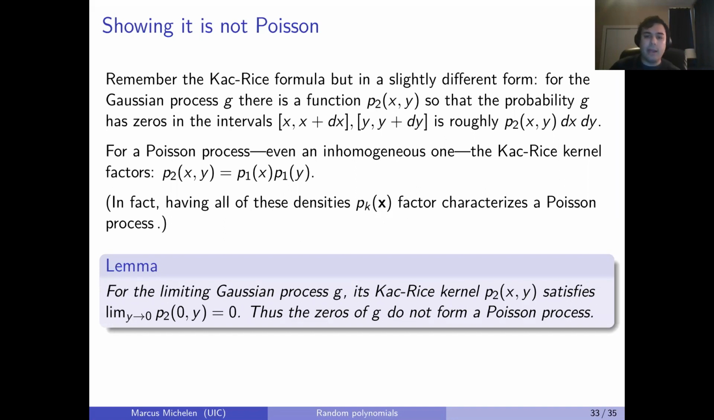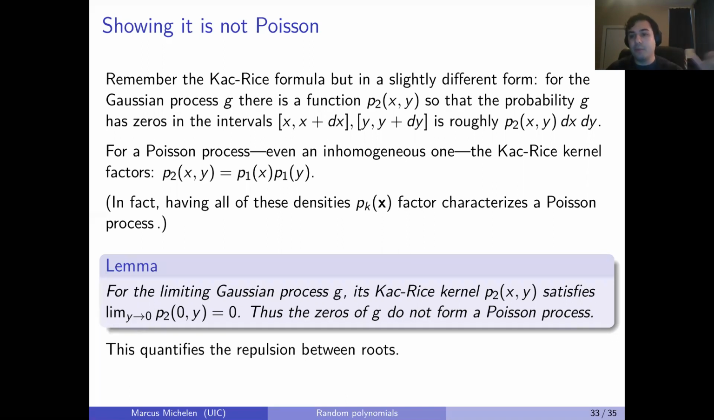So what we end up showing is that if I look at 0, 0 more or less, then you get that the density at 0, 0 is 0. This is just saying the probability I have two roots at a given point close to each other is going to tend to 0. This is really quantifying the repulsion that happens between roots. So the reason we don't get a Poisson process is because we have this repulsion on the order of 1 over n, and there's not enough space for real roots to be more than 1 over n away from each other and still 1 over n from the unit circle.